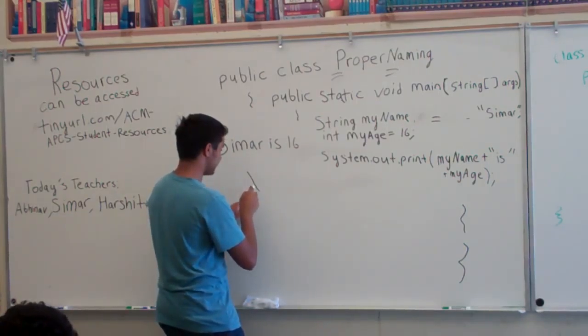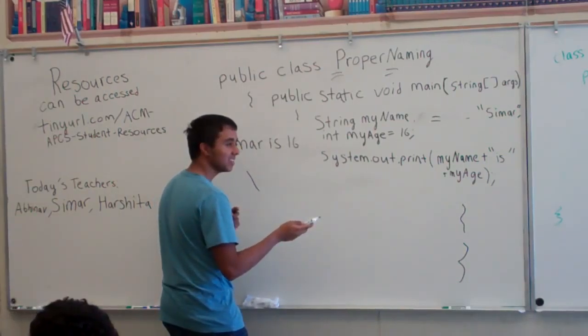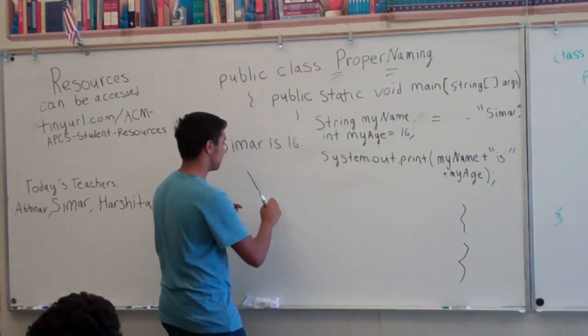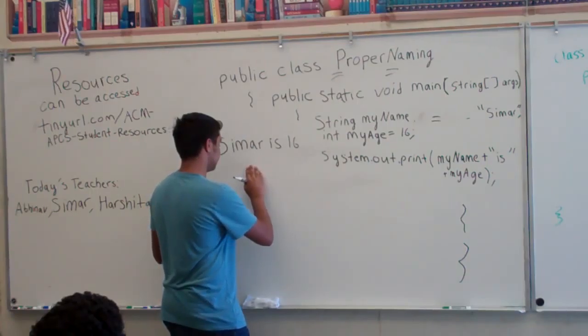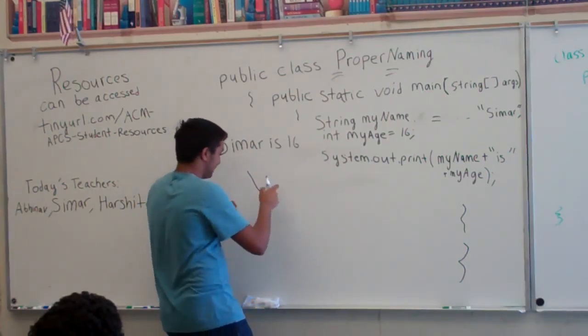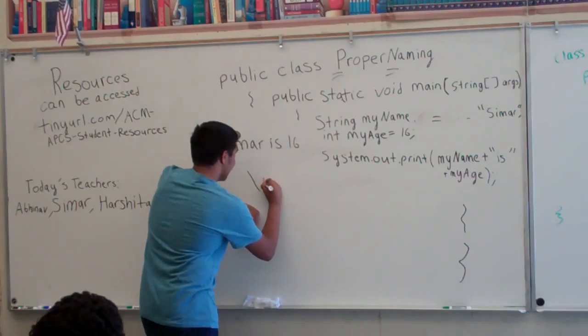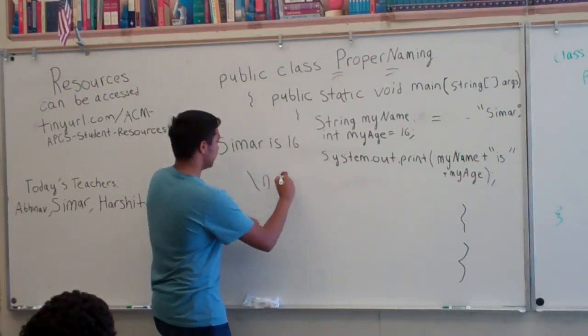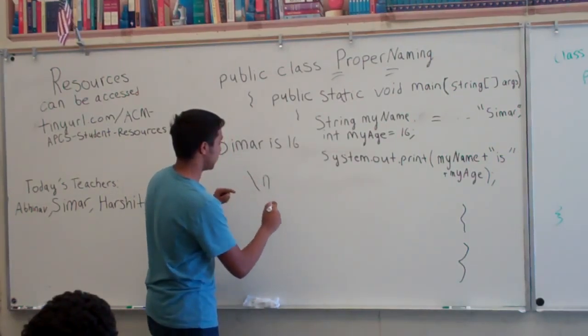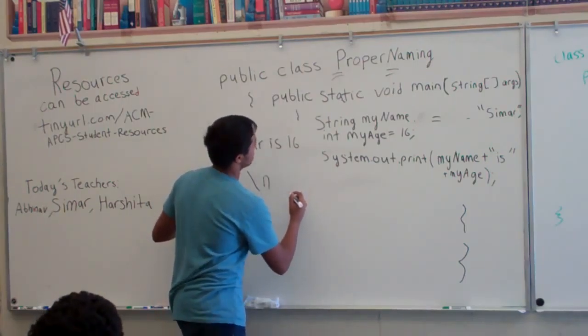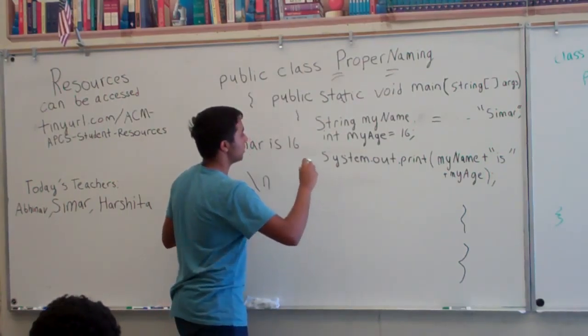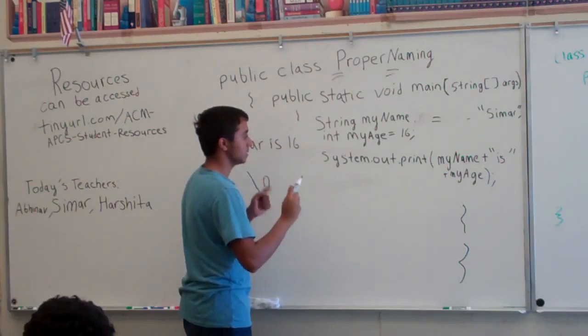It's this slash. Is this forward or back? Backwards. It's backwards. You're right. The tab, right? So this is a new line. This is another way to write a new line, okay? So let's say I wanted to write Simmer, and then I wanted to write on a new line is 16.